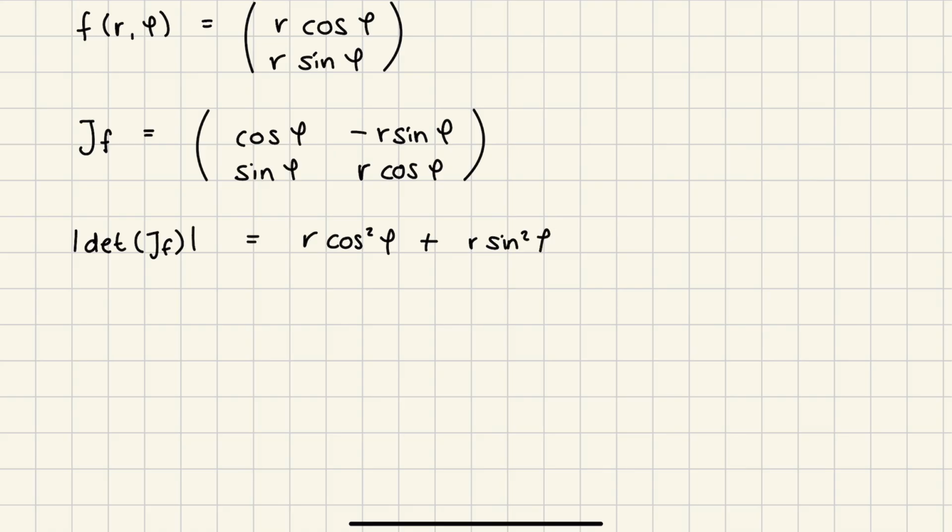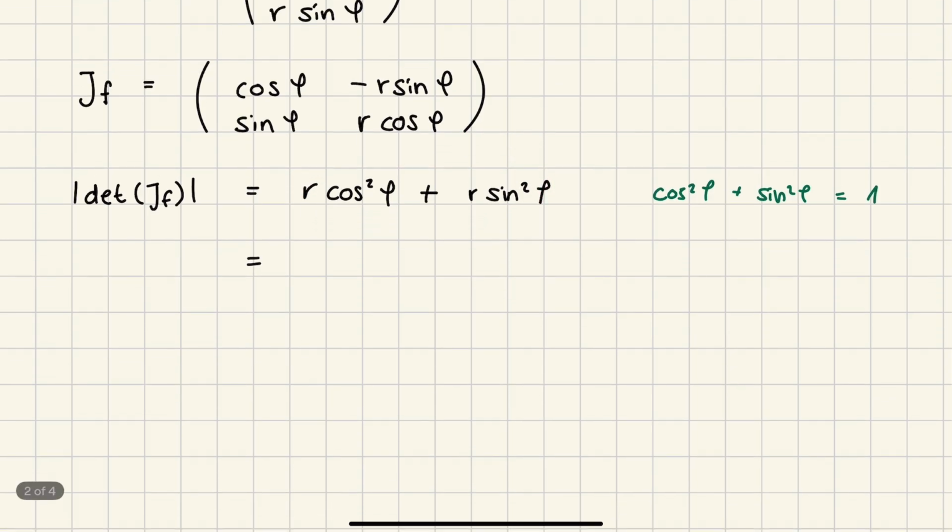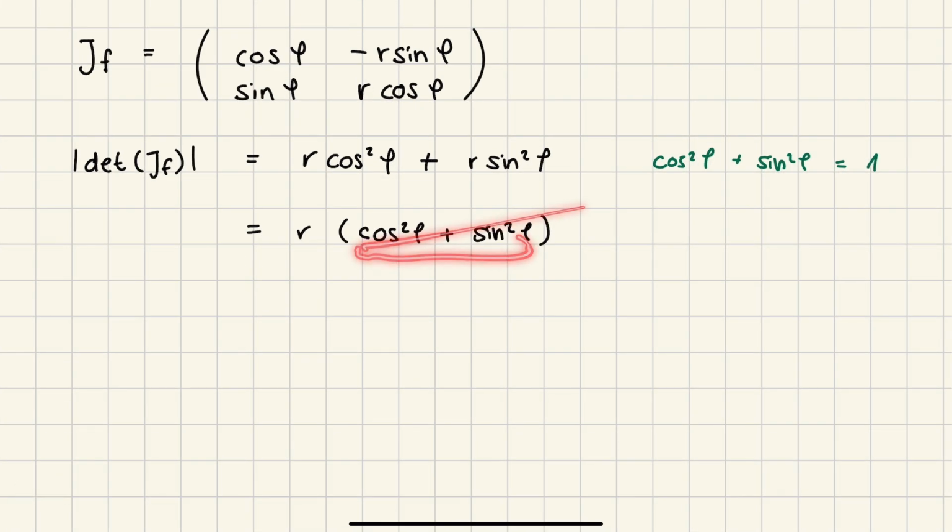As most of you probably know, there is a trigonometric identity saying that cosine squared plus sine squared equals 1. And we can use that here because both have the same factor, which is r. So we're going to factor out that r so that only cosine squared phi plus sine squared phi remains. This is just going to reduce to 1. So we're left with just r.